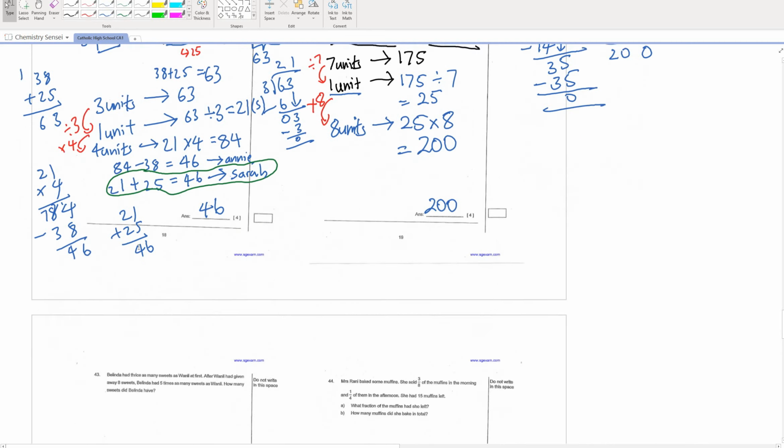Now let us move on to question 43. Belinda had thrice, which means 3 times, as many sweets as Wan-Li at first. So before, Belinda had 3 times. Wan-Li only has 1. After Wan-Li had given away 8 sweets, that means she has 8 fewer sweets now.